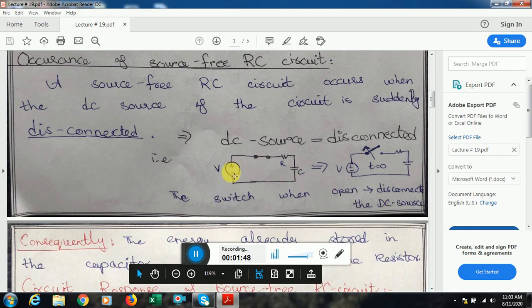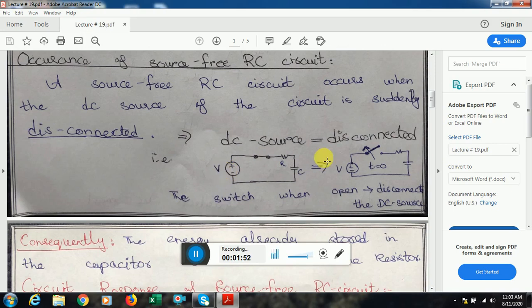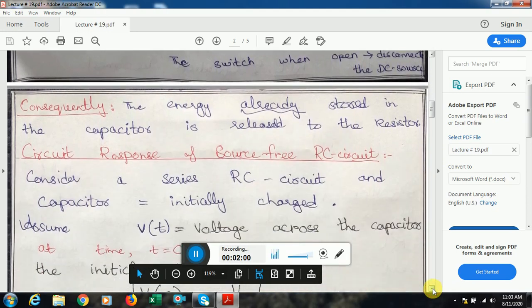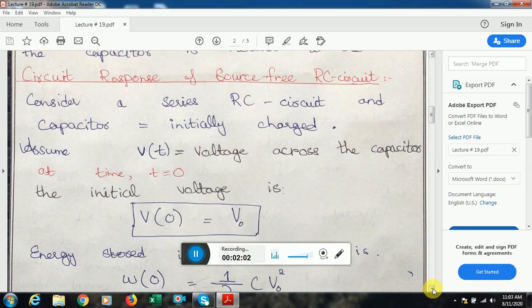For example, I have this voltage connected to this RC circuit, and when we disconnect this voltage, that is, the switch is open, there is no more applied voltage to this circuit, and we are only left with the standard RC circuit just shown to you.